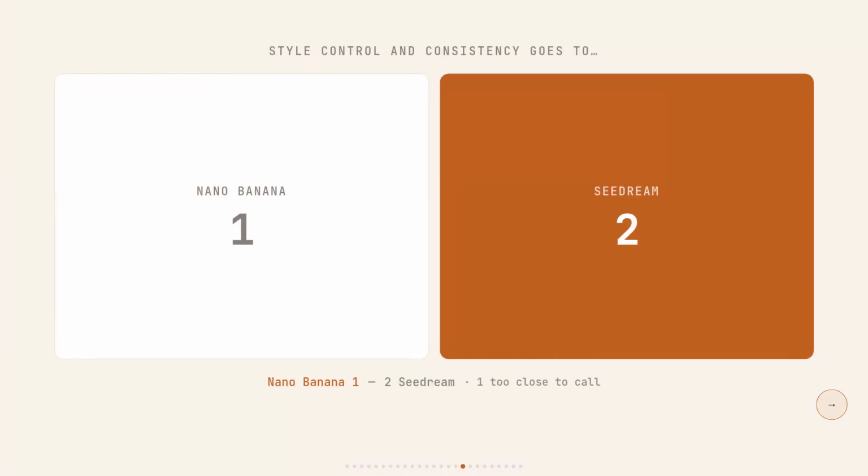Seedream takes style control, and I went in thinking Nano Banana's conversational interface would offset the style fidelity gap. But community consensus on illustration preservation was too consistent to argue with. That puts Seedream ahead 2-1 with 1 tied, and the lead is built on reference image fidelity.